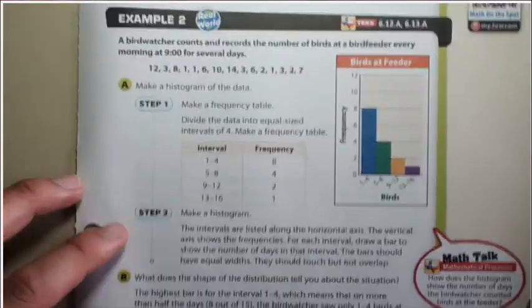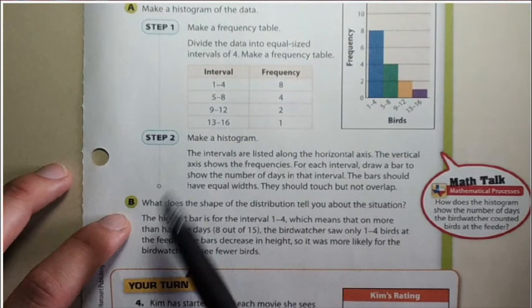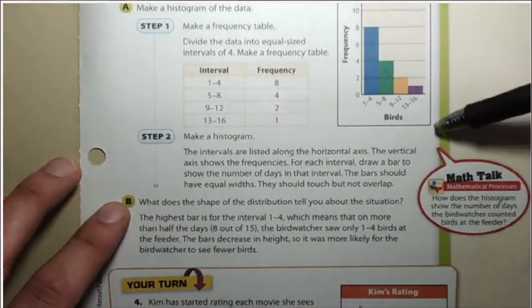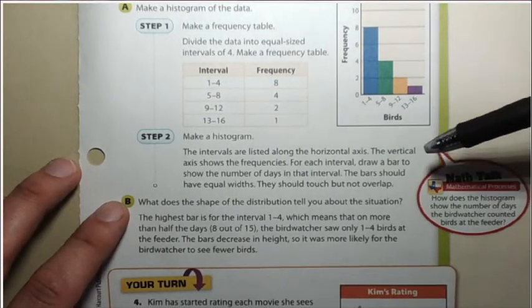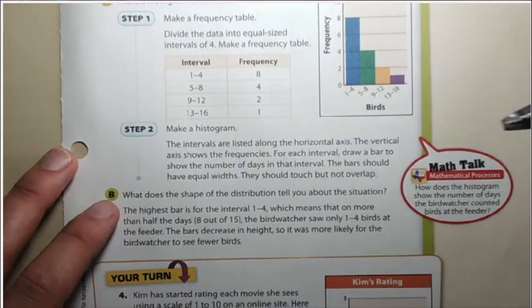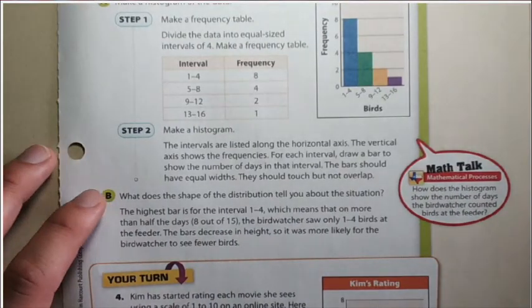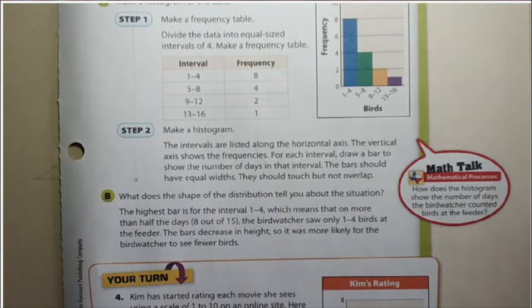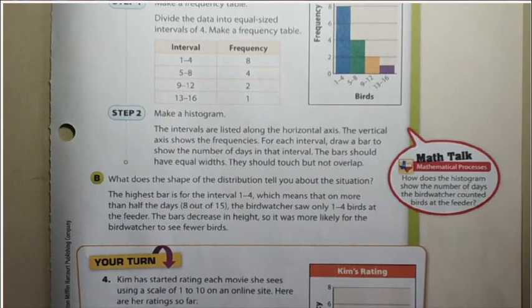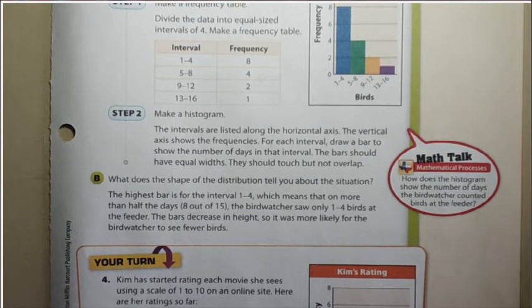So the second step is to make a histogram. It says the intervals are listed along the horizontal axis, and the vertical axis shows the frequencies. For each interval, draw a bar to show the number of days in the interval. The bars should have equal widths. They should touch but not overlap. Alright, so part B says, what does the shape of the distribution tell you about the situation? So go ahead and pause the video and read part B for me, please.